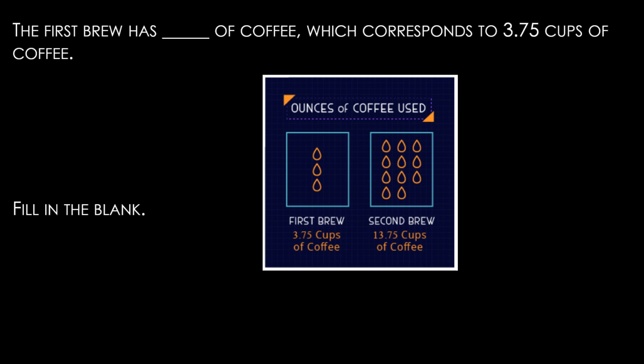Our next question says the first brew has blank of coffee, which corresponds to 3.75 cups of coffee. This diagram here, it looks like I have these 3 drops. So these 3 drops represent 3.75 cups of coffee. So the first brew has 3 drops of coffee, which corresponds to 3.75 cups of coffee. So in that blank there, we're just putting in 3 because there are 1, 2, 3 drops of coffee in our problem.